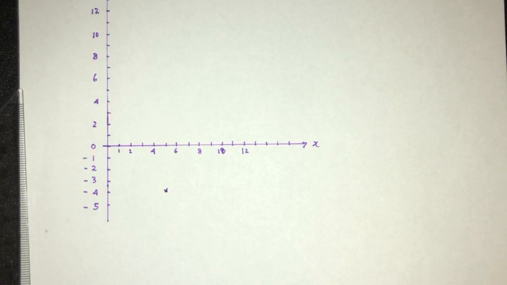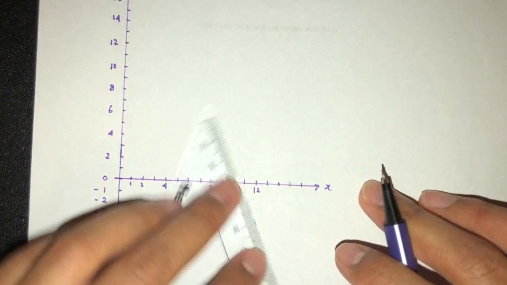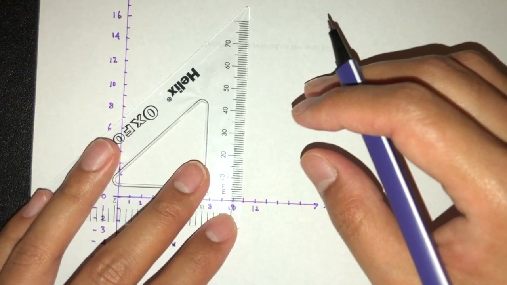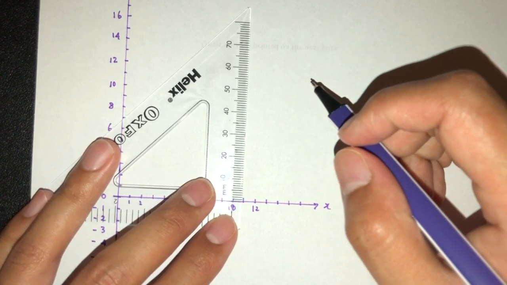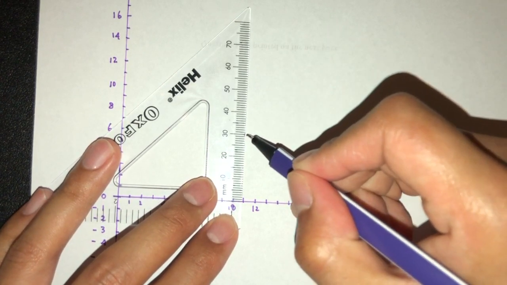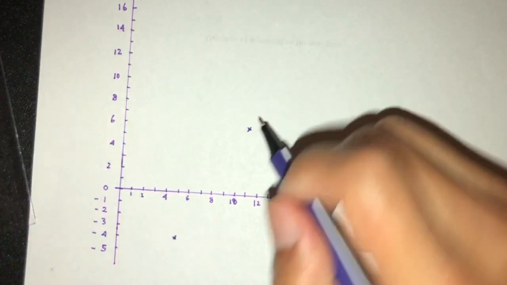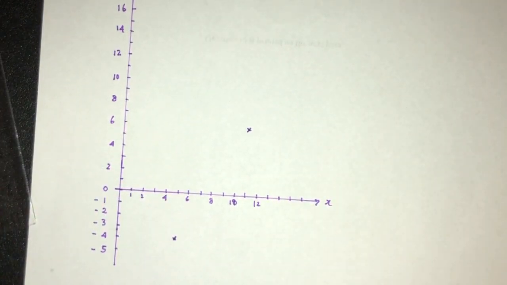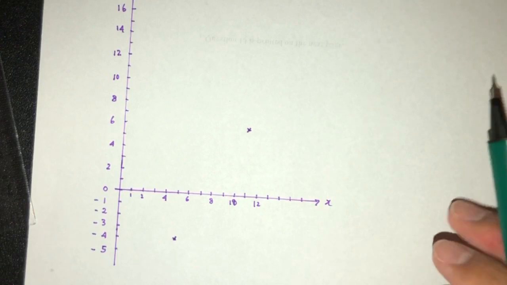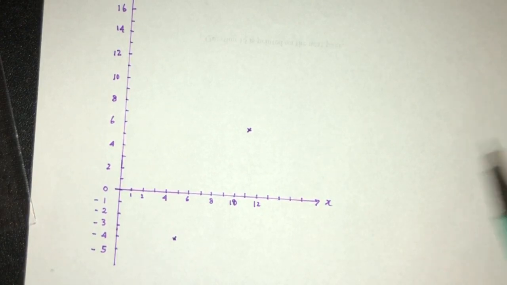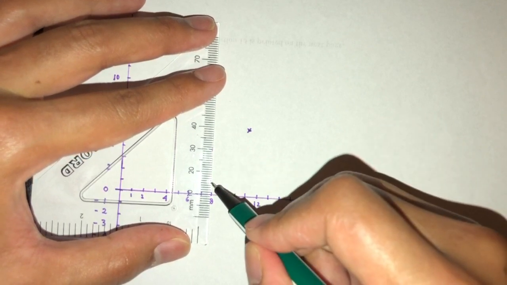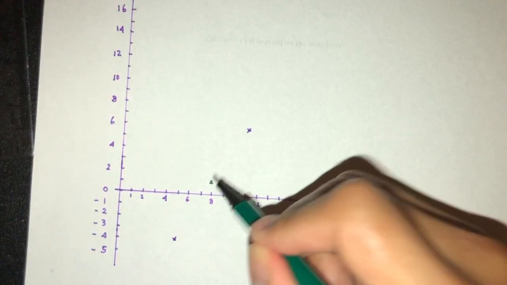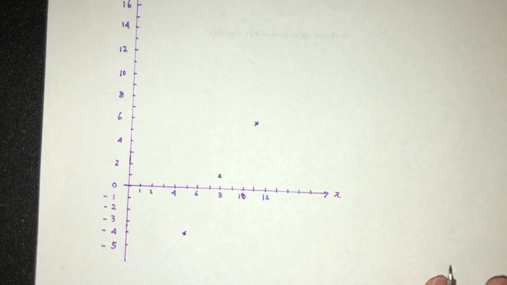And the point C is 11, 6, so 11 is right here, and 6 should be somewhere right here. Okay, so these are the 2 points that we know. Now, the point E is the point 8, 1, so 8, 1 will be something right here, right? So let's try to connect them first.